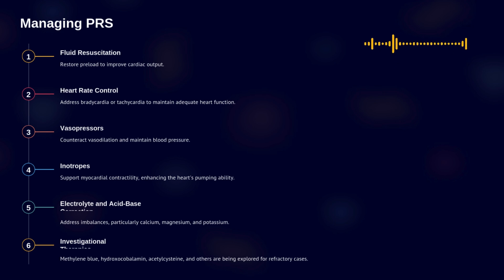These agents aim to reduce the oxidative stress and inflammation associated with reperfusion. Are there any other experimental therapies being explored? Yes, protease inhibitors to reduce fibrinolysis and magnesium sulfate to suppress inflammatory cytokine production are also being investigated. It sounds like the research in this area is ongoing. It is, and new treatment modalities are constantly being explored. As our understanding of the complex mechanisms underlying PRS evolves, we can expect to see further advancements in its management.